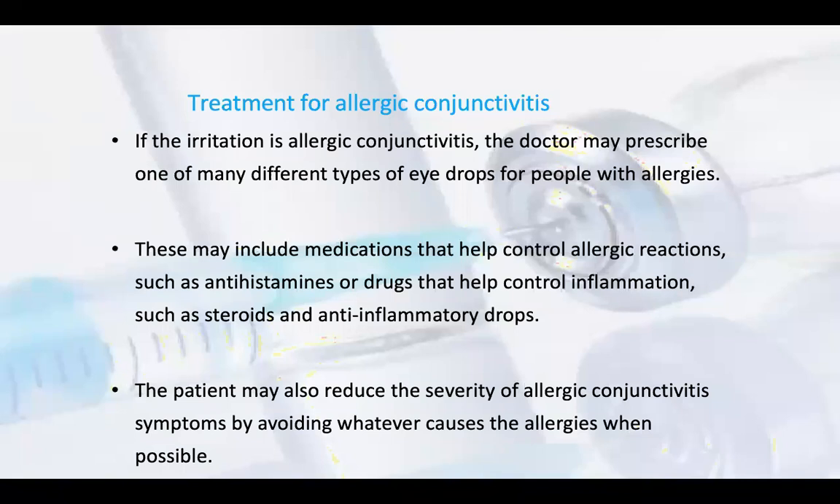If the irritation is allergic conjunctivitis, the doctor may prescribe one of many different types of eye drops for people with allergies. These may include medications that help control allergic reactions, such as antihistamines, or drugs that help control inflammation, such as steroids and anti-inflammatory eye drops. The patient may also reduce the severity of allergic conjunctivitis symptoms by avoiding whatever causes the allergies when possible.